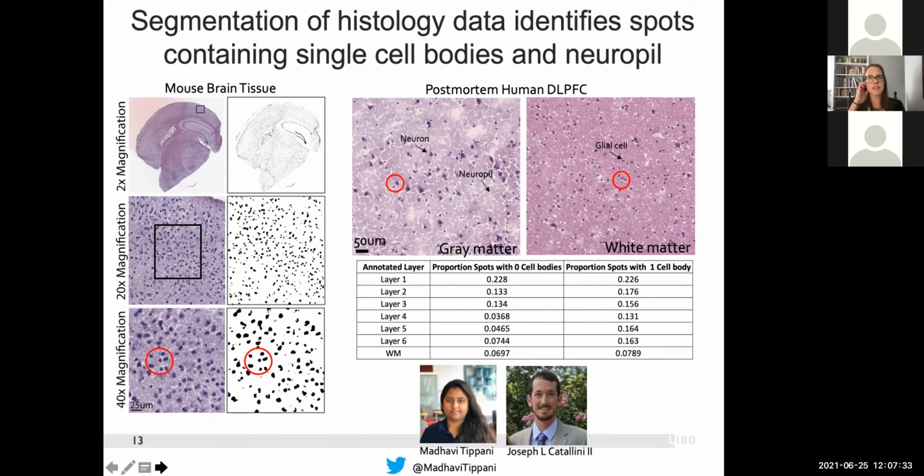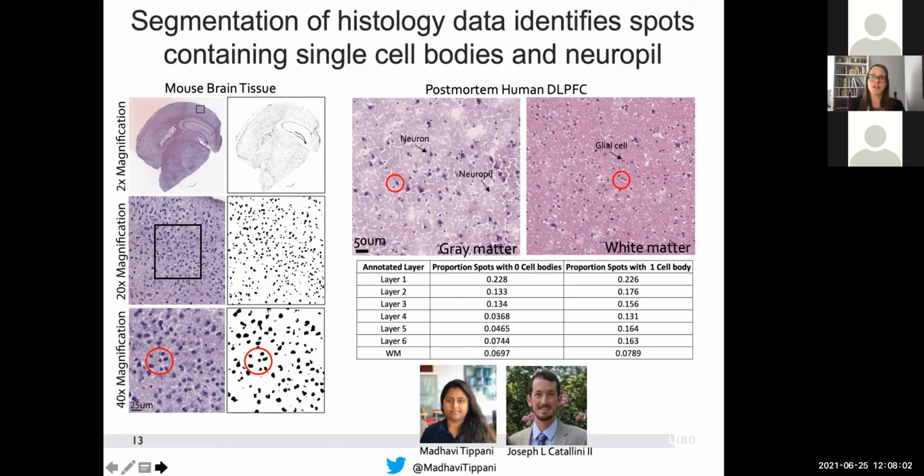And we actually consider these spots lacking cell bodies to be quite interesting. These neuropil spots are enriched in the dendrites and axons that form the connections, or synapses, between neurons. And indeed, using a previously published data set of genes expressed at rodent excitatory synapses, we identified significant enrichment of genes that are preferentially expressed in the transcriptome of synaptic terminals in these neuropil spots.